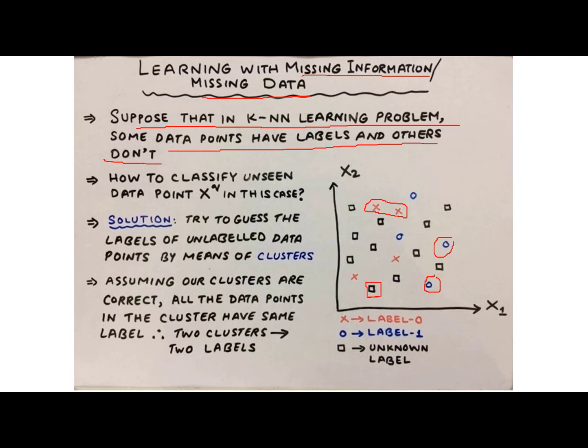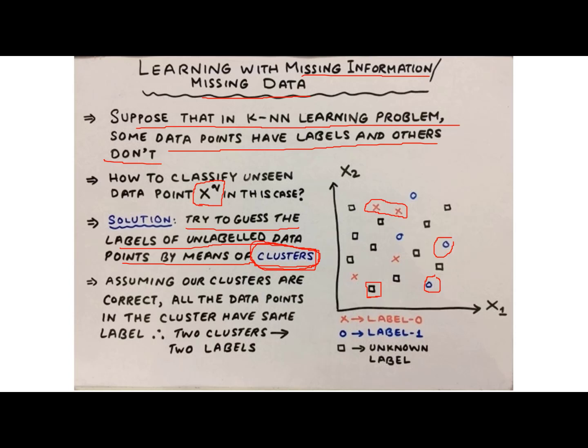Still, if we wish to classify an unseen data point xq using the k nearest neighbor approach or a similar approach, then our best bet would be to try to guess the labels of the unlabeled data points. And for that we may resort to clustering. This word clustering is particularly useful in the context of unsupervised learning, and we are going to talk more about that shortly.